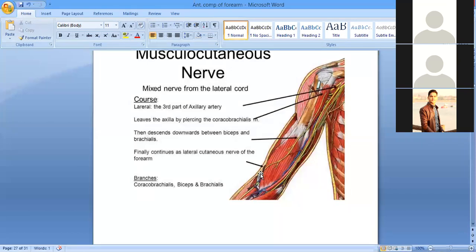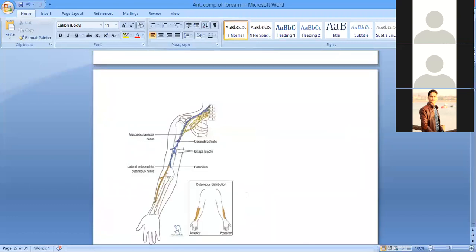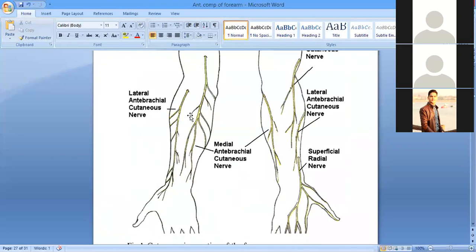As it becomes superficial, it crosses the elbow joint, the cubital fossa, in the skin, and it is going to divide into the anterior and the posterior branches. The anterior branch is going to run on the anterior aspect of the radial side of the forearm, and it is going to supply only the anterior surface of the anterior half of the forearm.